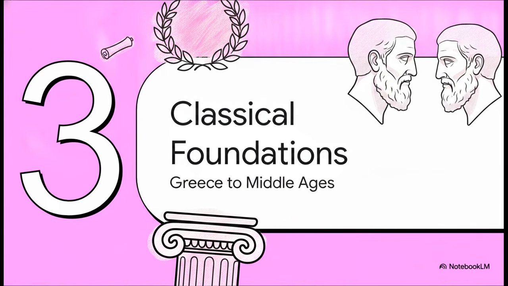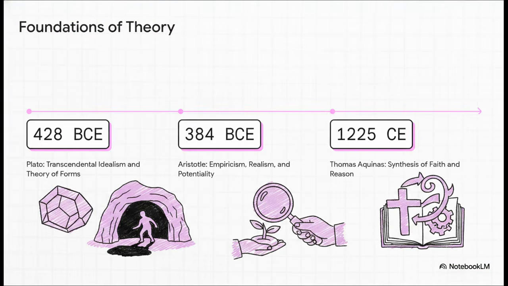Moving on to Section 3, the classical foundations. We're going from ancient Greece straight through to the Middle Ages. Let's trace how Western thought actually progressed. We kick things off way back in 428 BCE with Plato and his concept of transcendental idealism. Then his famous student Aristotle comes along in 384 BCE, totally shifting gears to empiricism. And then, jumping way ahead to 1225 CE, we have Thomas Aquinas, who creates this incredibly imaginative theological synthesis, blending faith and reason together.